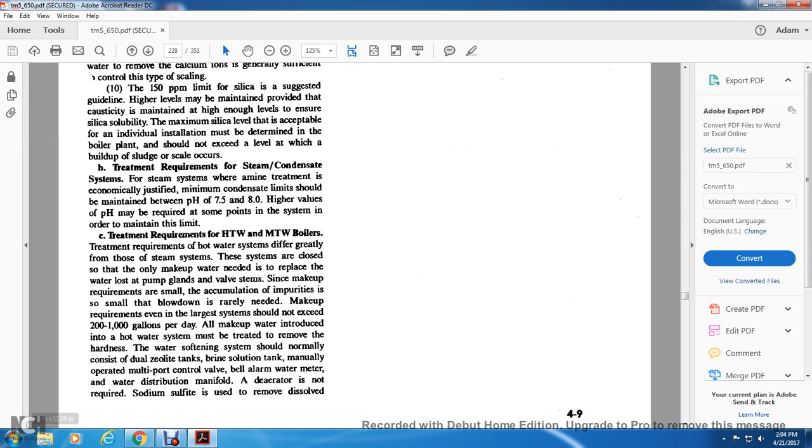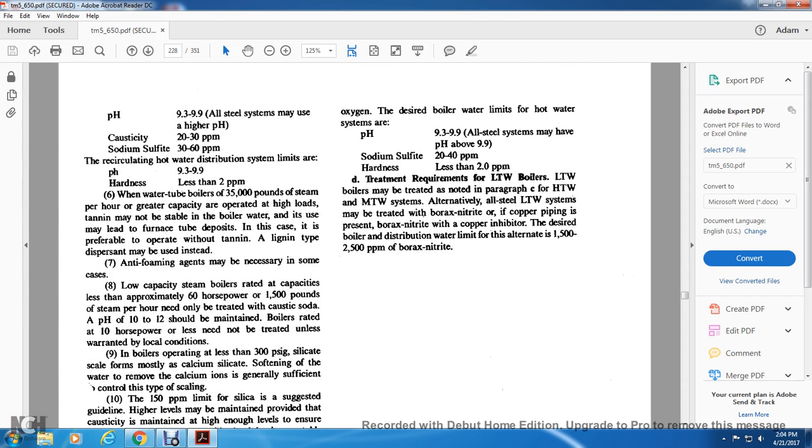The softening system should normally consist of dual zeolite tanks, a brine solution tank, a manually operated multiport control valve, an alarming water meter, and a water distribution manifold. An aerator is not required. Sodium sulfite is used to remove the dissolved oxygen. The desired boiler water limits of the hot water system are pH, sodium sulfite, and hardness.